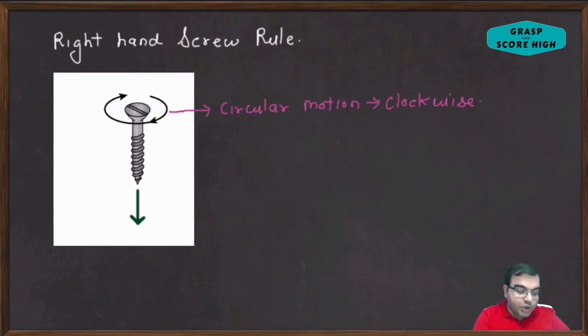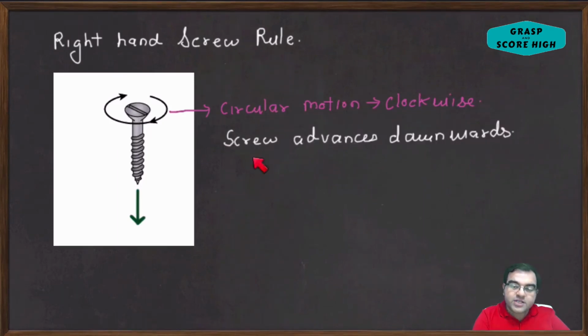Now this screw, if I start rotating in the clockwise direction, it's going to perform circular motion. The screw is going to advance downwards. So whenever we're performing clockwise motion on a screw, it advances downwards. It helps us to predict the direction. And this rule is called the right hand screw rule.